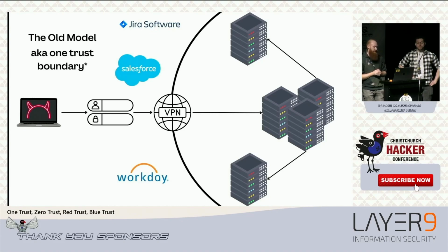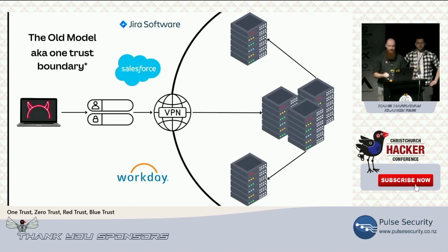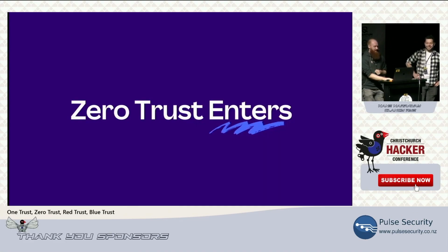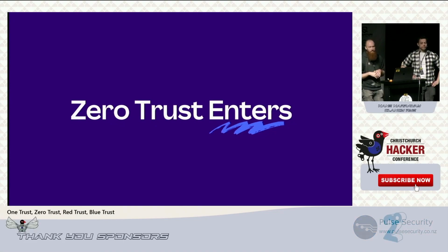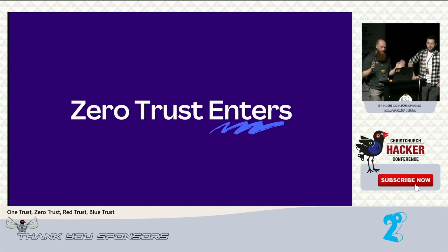And so it led us to a bit of a one trust boundary, aka all of your eggs in one basket. And so Zero Trust was designed to fix some of these issues and be a cloud-first approach where maybe you didn't have an office network or maybe you had hybrid designs.